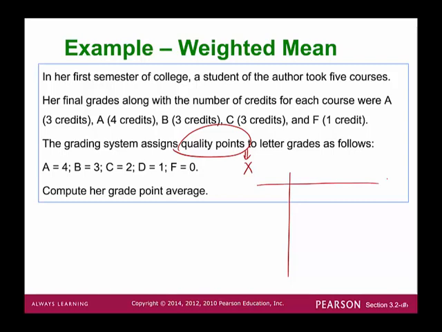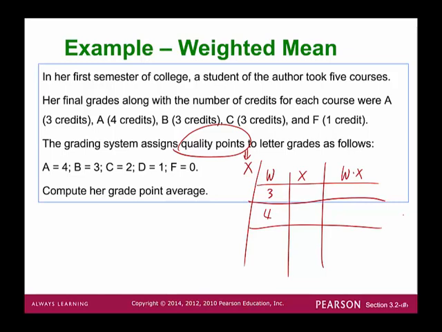So let's create a table, right? First of all, let's put in W for weight and X. We need one more column, W times X. So for the first course, it's 3 credits. The weight is the number of credits for each course. So 3 credits. The second course is 4 credits. Third course 3 credits. Fourth course 3 credits. The last course will be 1 credit. Okay.